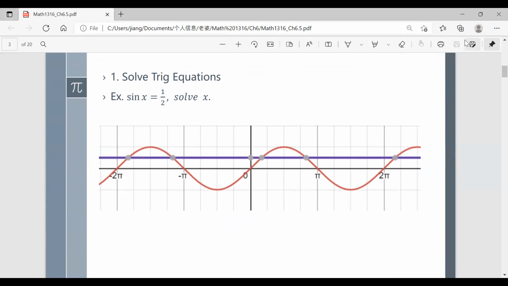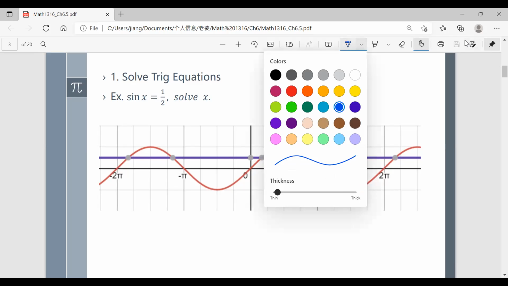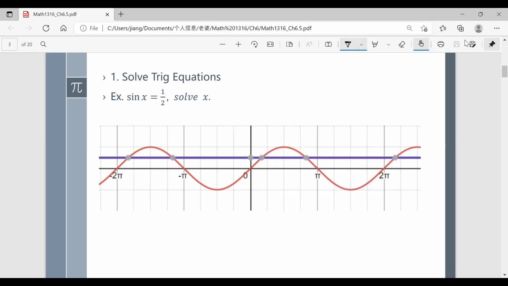So we have learned how to find x if we have sine x equals 1/2. We can solve for x because we have learned that in the unit circle system, the y value equals 1/2. So the reference angle must be pi/6, which is 30 degrees. And this is a positive value, so it should be here or here for sine. So another angle, the reference angle here is pi/6.